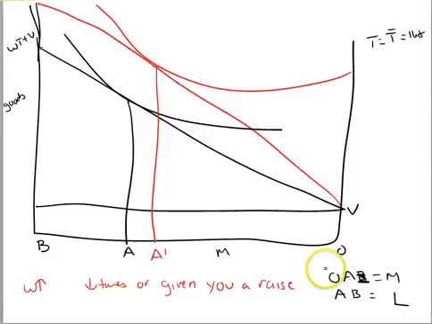After the change, OA prime is equal to market work, and A prime B is equal to leisure. This is the total effect. Can I break that down? Well, I draw a line tangent to the original indifference curve, black, parallel to the new budget line. The new budget line is steeper.